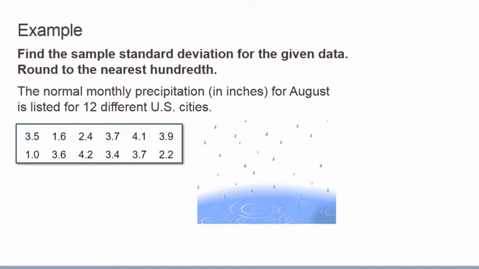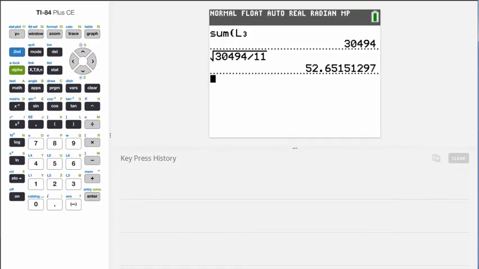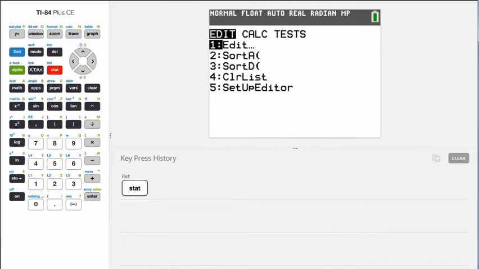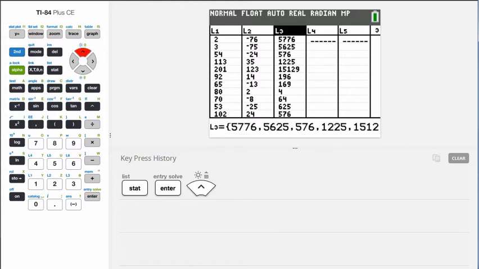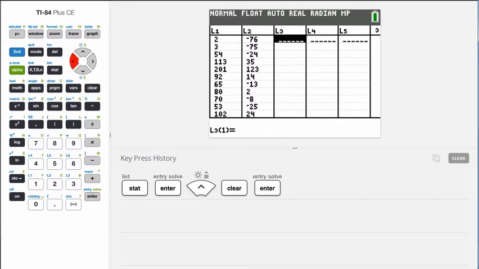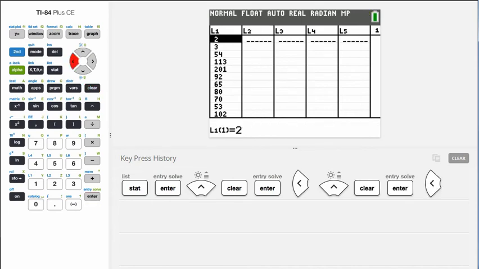To find our standard deviation, we want to go to our calculator. In our calculator, we're going to go to Stat, Edit, Edit, Enter. I no longer need this data. One way to clear it is to arrow all the way up so that the L is highlighted, in this case L3. Press Clear, Enter. Arrow over to L2, up, clear, enter. Arrow over to L1, up, clear, then enter.